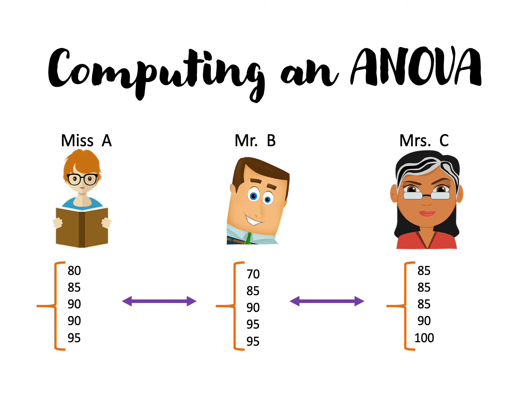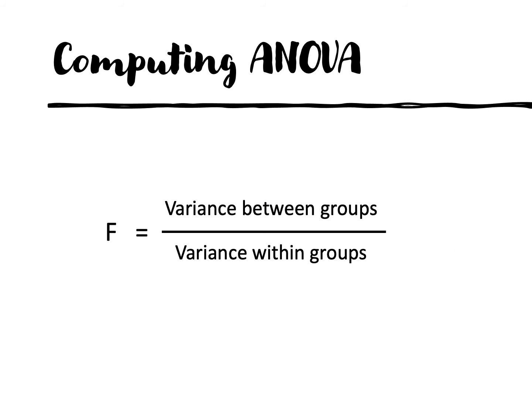Next, we figure the variance within the groups and between the groups. The F-test is arrived at by dividing the variance between groups by the variance within the groups. The larger the ratio, the more likely it is the groups have different means.